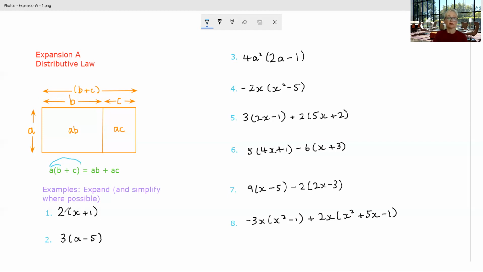So we've got 2 outside of x plus 1. That means 2 lots of x plus 1. So we need 2 lots of x plus 2 lots of 1. So that's going to give us, well, 2 times x is 2x, 2 times 1 is 2. Okay, let's have a look at the next example. We want 3 lots of a minus 5. So that's going to be 3 times a, which is 3a, minus 3 times 5, which is 15.